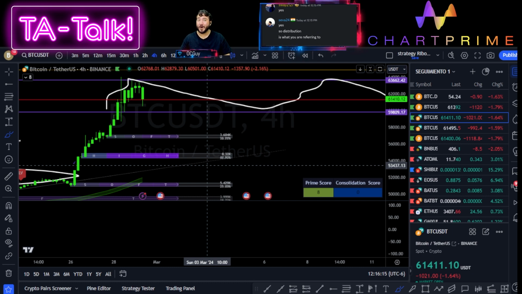So, distribution. That depends. We don't know. It could be redistribution or accumulation. That depends on where that Wyckoff pattern breaks to, right? Because if it breaks to the upside, it's going to be called one. If it breaks to the downside, it's going to be the other one.